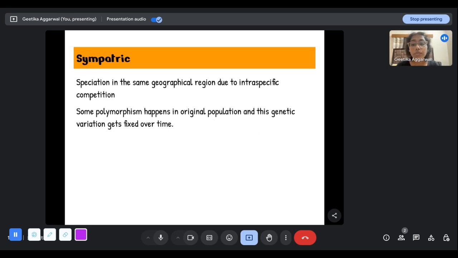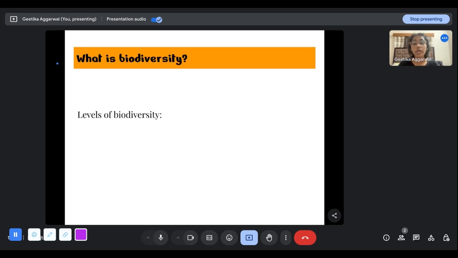Coming to sympatric speciation, speciation that has happened within the geographical region due to certain intraspecific competition or due to certain polymorphism that has come up into the population and has gotten fixed. And this genetic variation of the polymorphism gets fixed into the population, and these individuals that have this genetic variation are unable to interbreed with the individuals belonging to the original species, right?